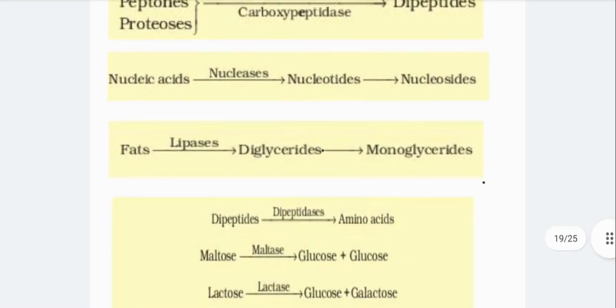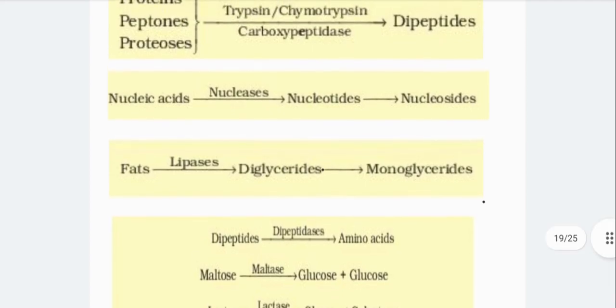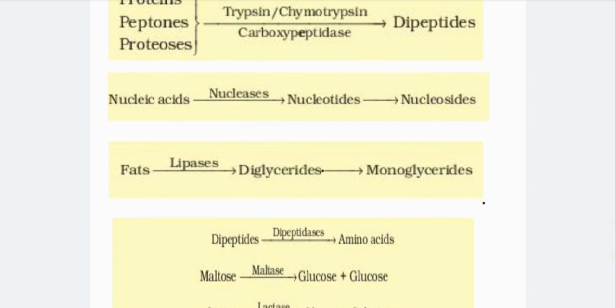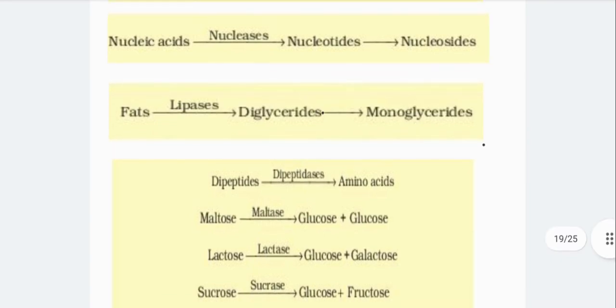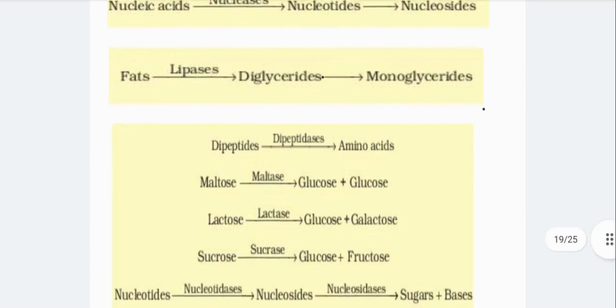Nucleic acids are also broken down. First, they are broken down into nucleotides and finally into nucleosides. Fat digestion is mainly dependent on pancreatic lipase, known as steapsin. Fats are broken down into diglycerides and then into monoglycerides.